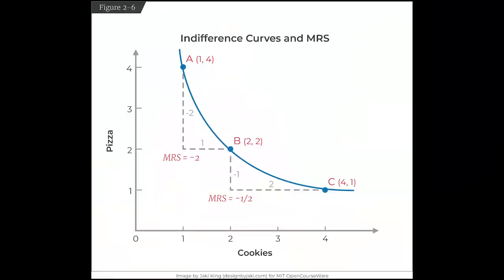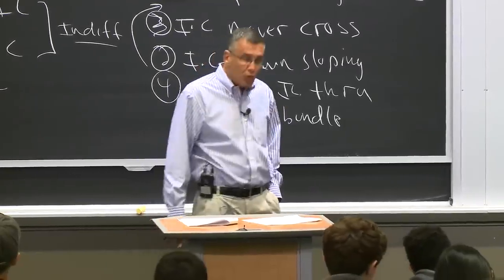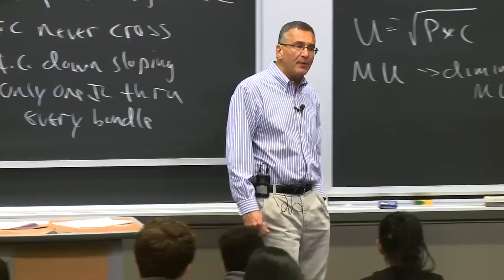So what's the slope of the indifference curve? What's the arc slope between point A and point B? The slope is -2. So your marginal rate of substitution is -2. You are indifferent between 1, 4 and 2, 2. Therefore, you're willing to substitute or give away 2 slices of pizza to get 1 cookie. Delta P over delta C is -2. Okay? Now, it turns out you can define the marginal rate of substitution over any segment of an indifference curve.